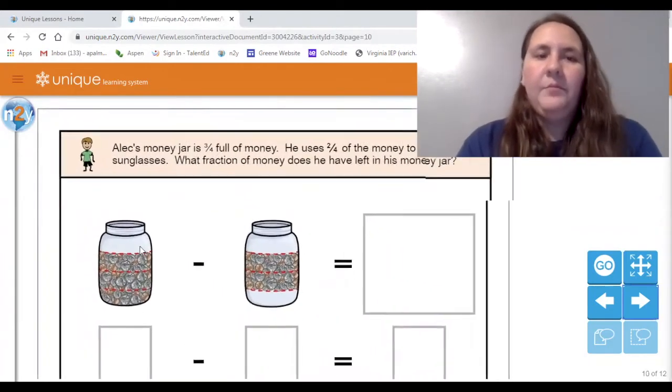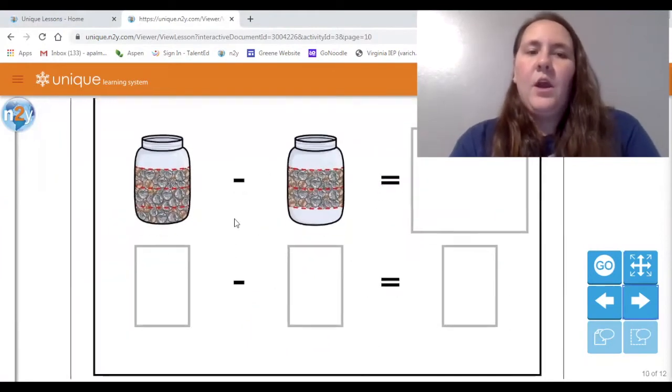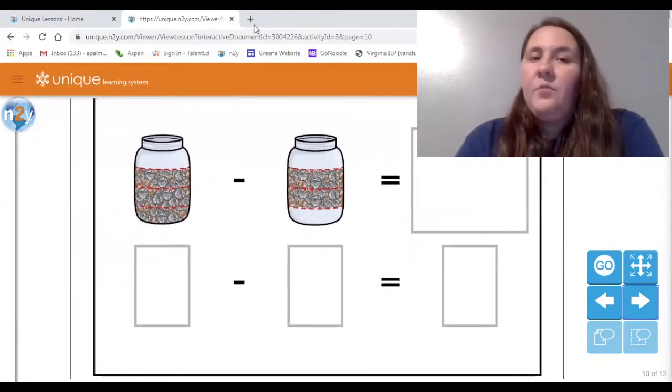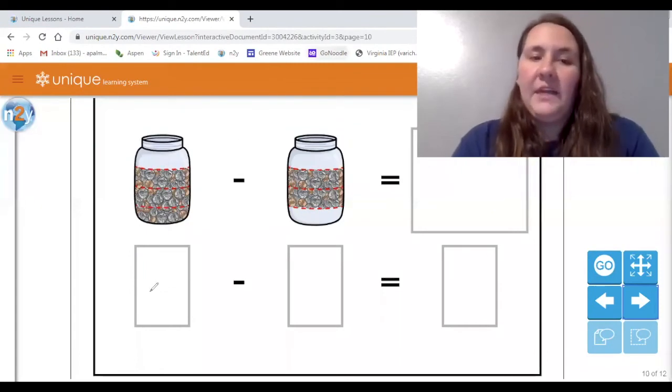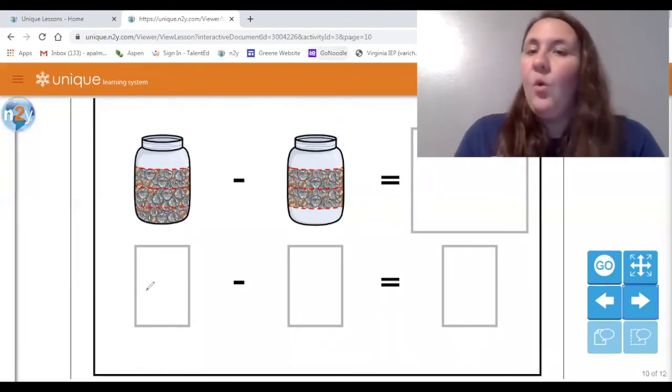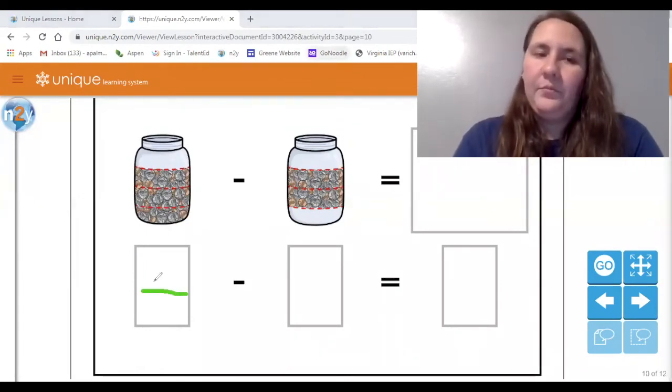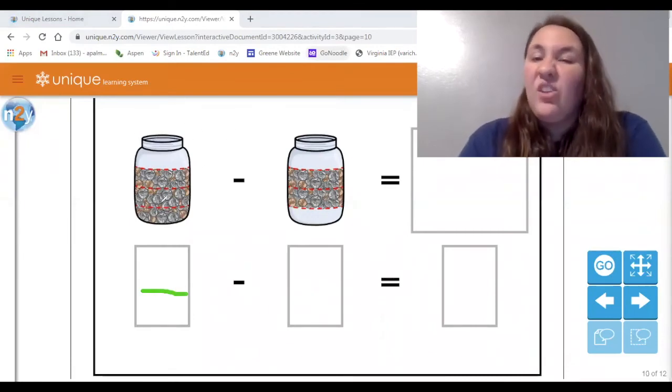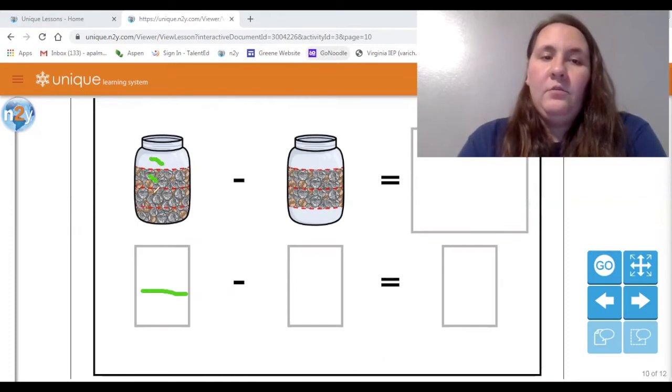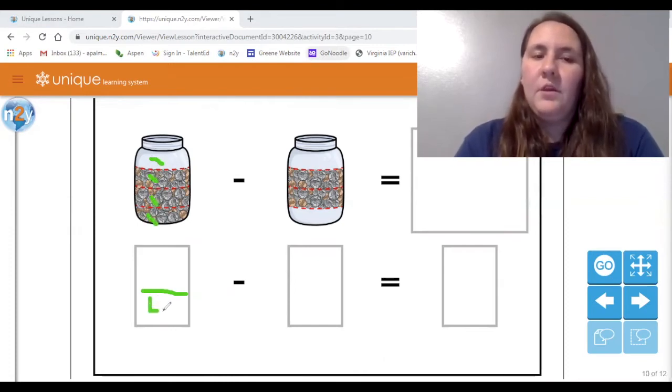Zoom in a little bit. And we're going to work on our denominator first, because when we find our denominator, we don't have to find it anymore, right? It's the same for the whole problem. So let's count how many pieces are in the whole jar. Ready? 1, 2, 3, and 4. Good counting. So I'm going to put a 4 on the bottom.